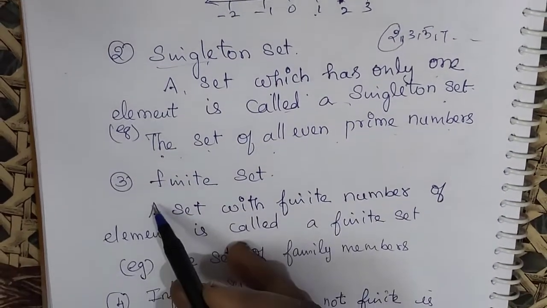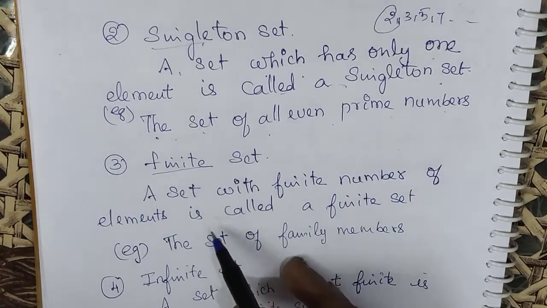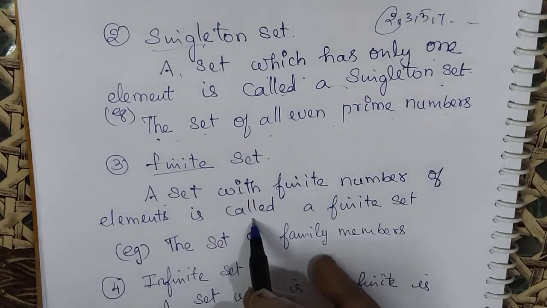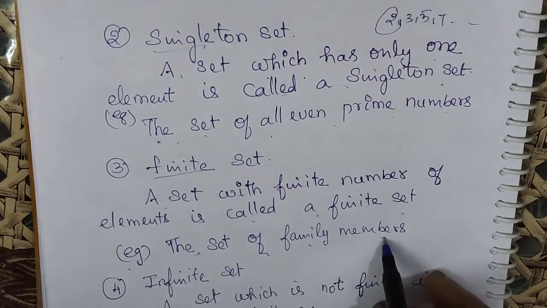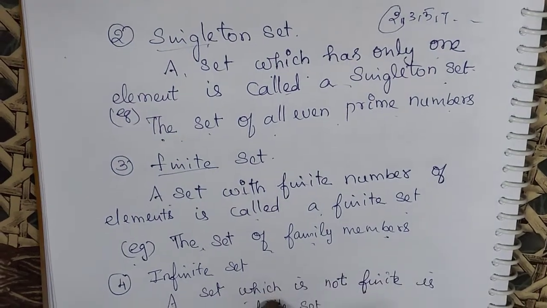Next one, finite set. From the name finite itself, if the elements are countable, we can say that it is finite. A set with a finite number of elements is called a finite set. Example, the set of family members. The members of the families are countable, so it is a finite set.